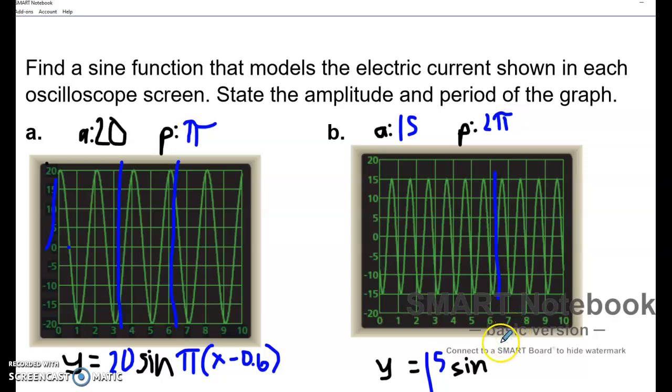So then we have 15 of sine 2 pi. And then this one is also being shifted to the right. That's a 0.4 approximately.